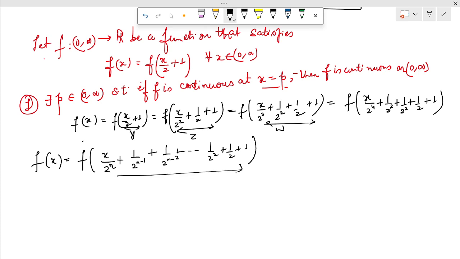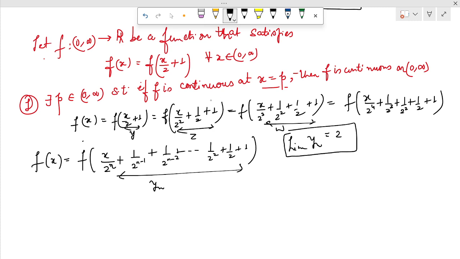Let's say this is your yn, and from simple mathematics you can prove that limit yn will be equal to 2, because as n tends to infinity, x upon 2 raised to power n will go towards 0, and this particular sum in the form of a GP will tend towards 2. So this particular yn will converge to 2.